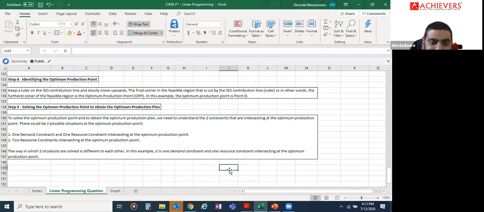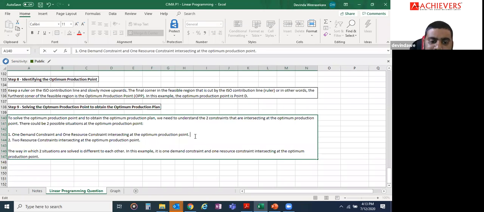Okay, right. So the first one: if one demand constraint and one resource constraint are intersecting at the optimum production point, how we solve is through the substitution method.